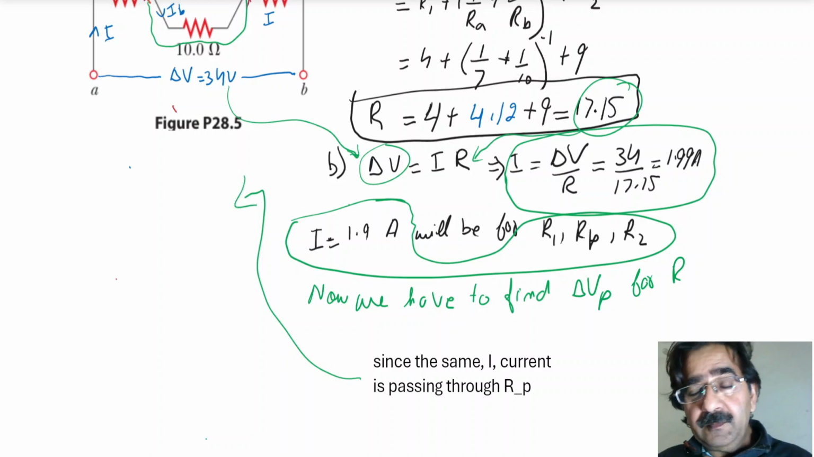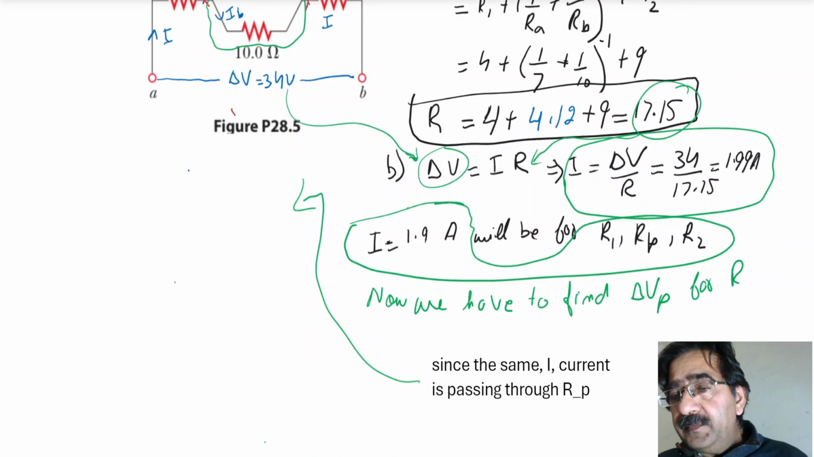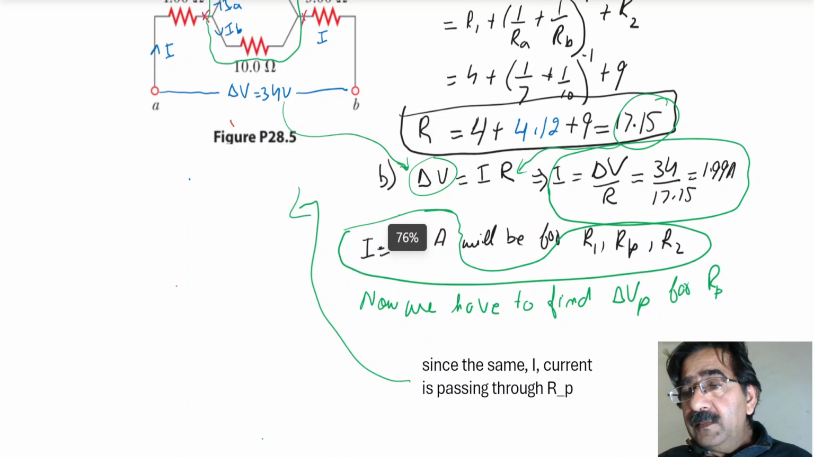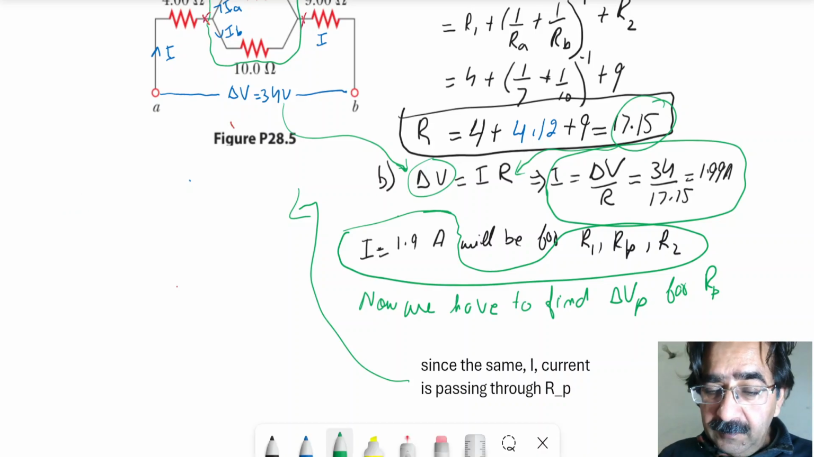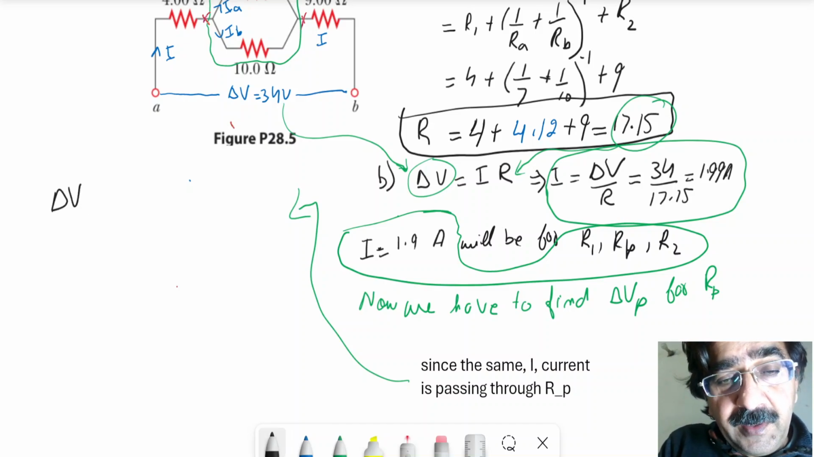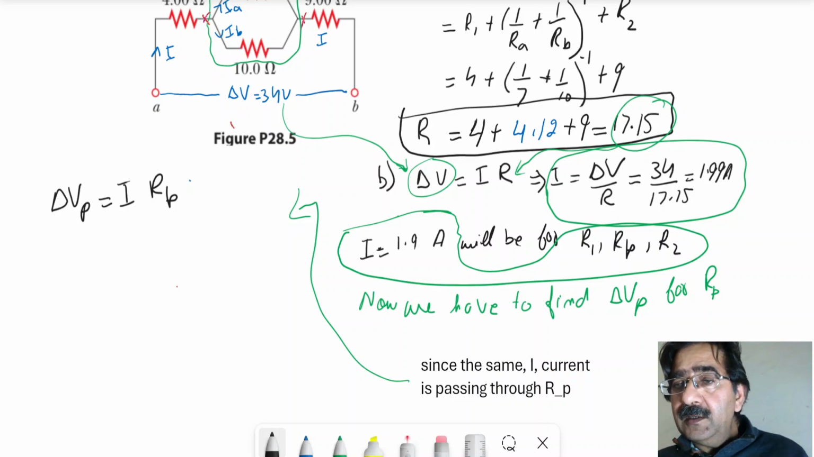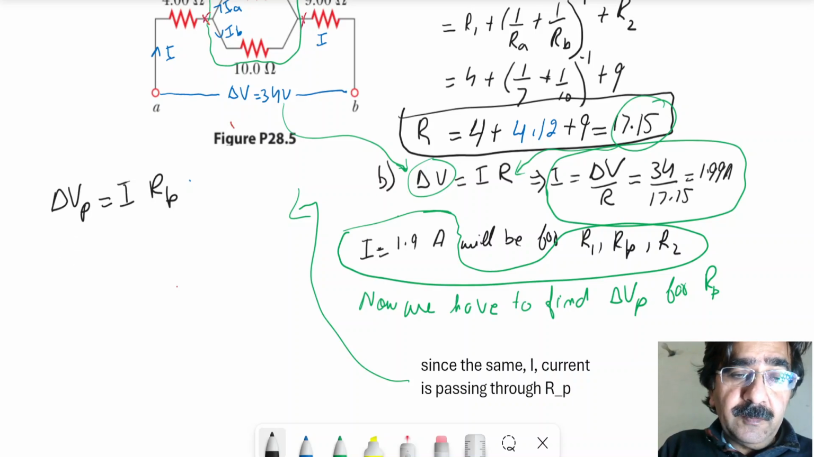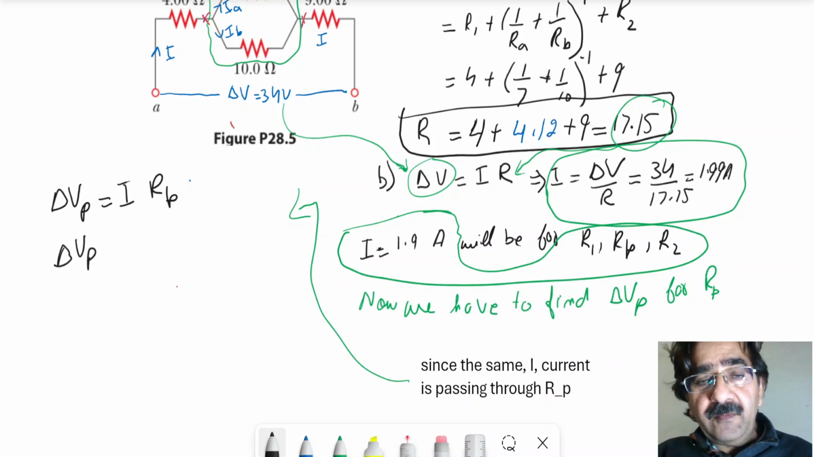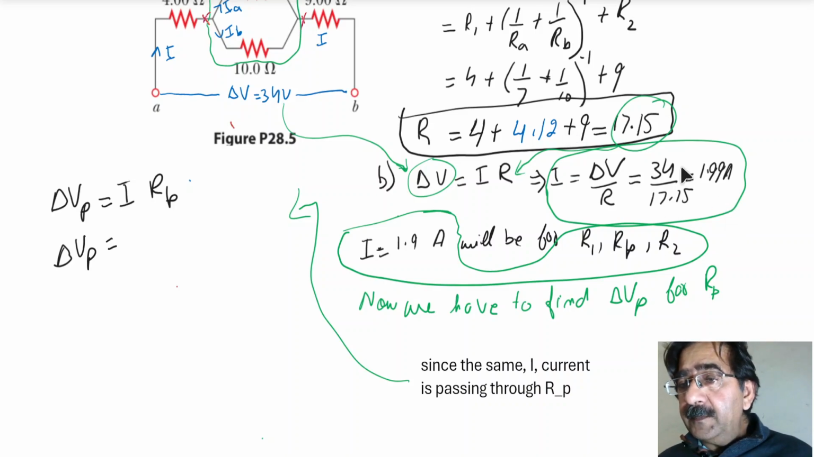So we have to find VP for RP, since the same current is passing. Delta VP will be equal to I RP. RP is 4.12, and we have already calculated the I. So firstly we have to find the delta VP, that is not given, but I is given. This is I, and this blue is RP.